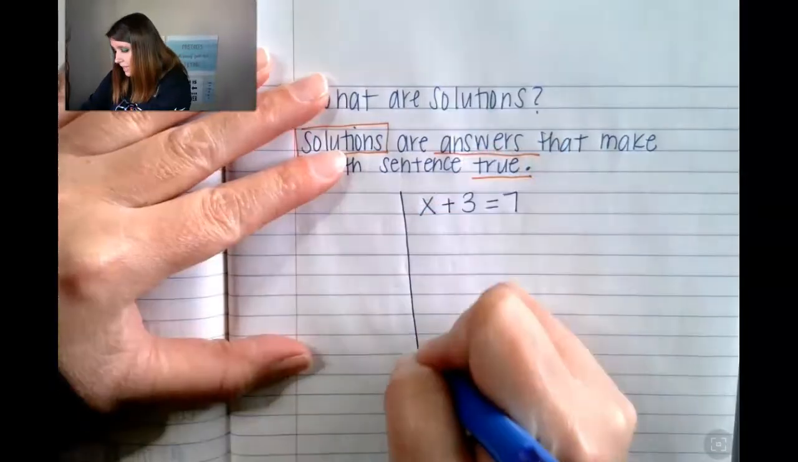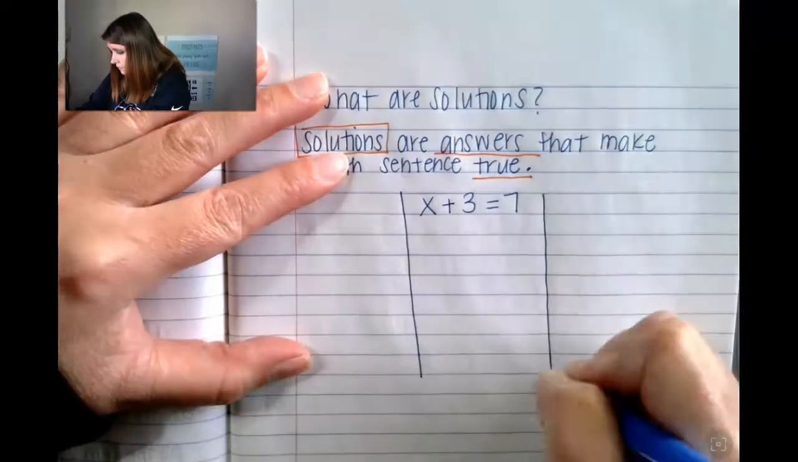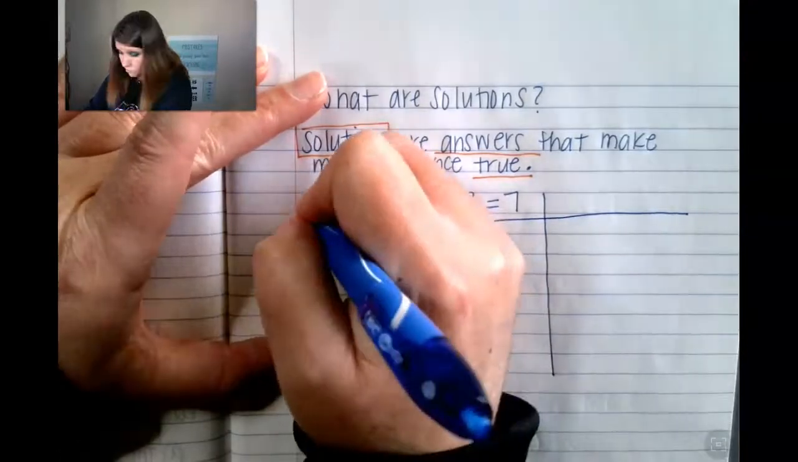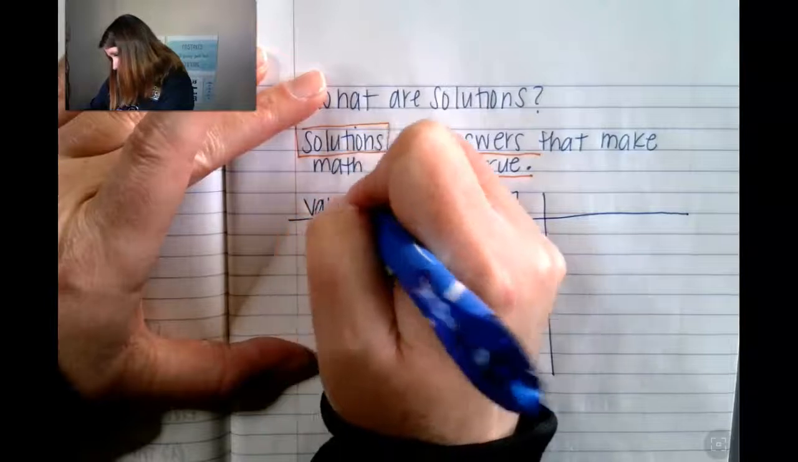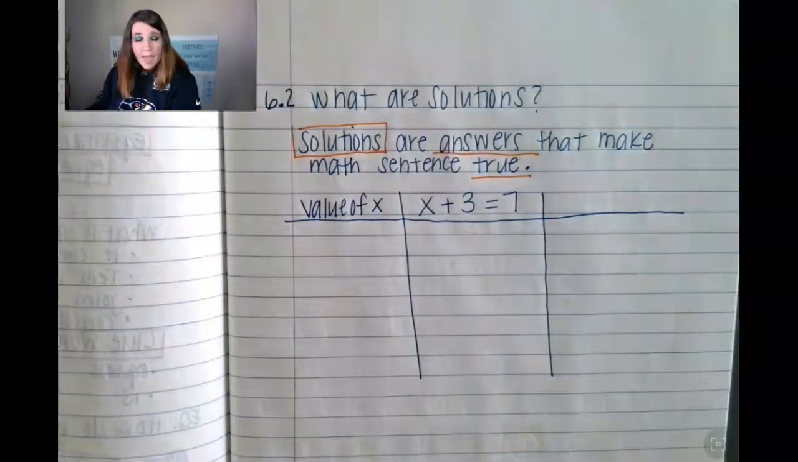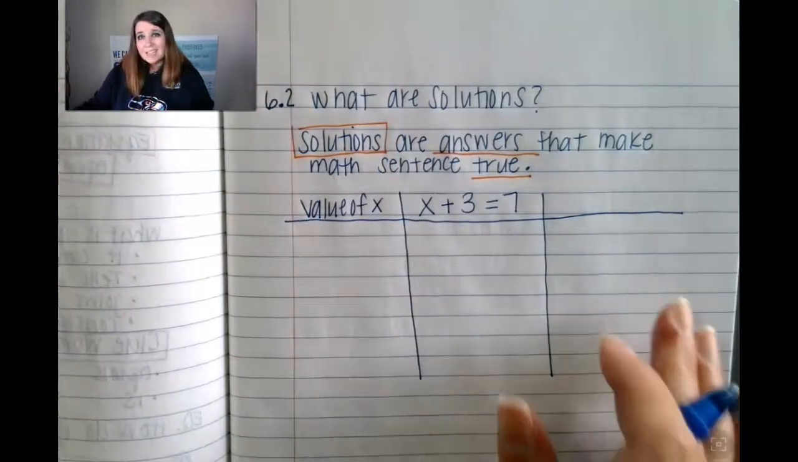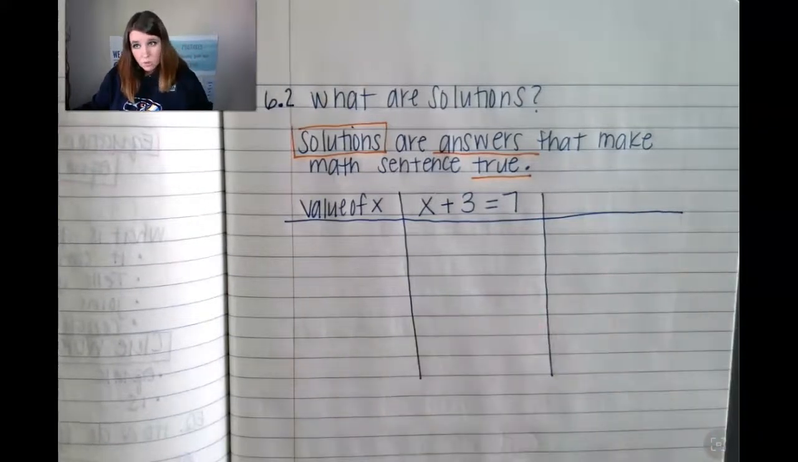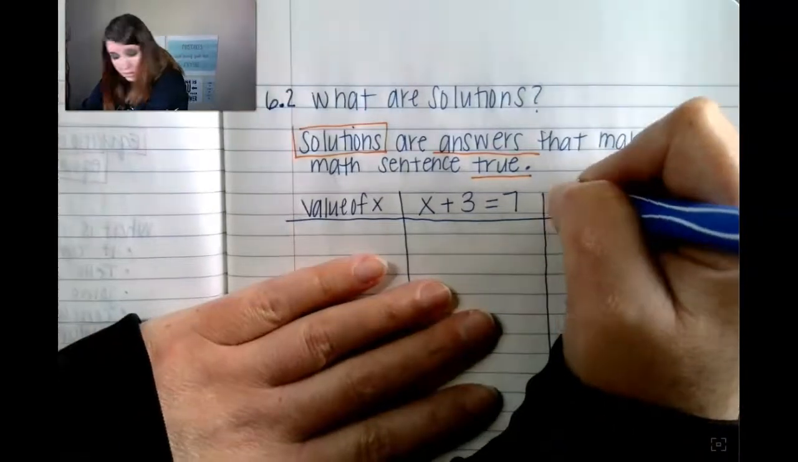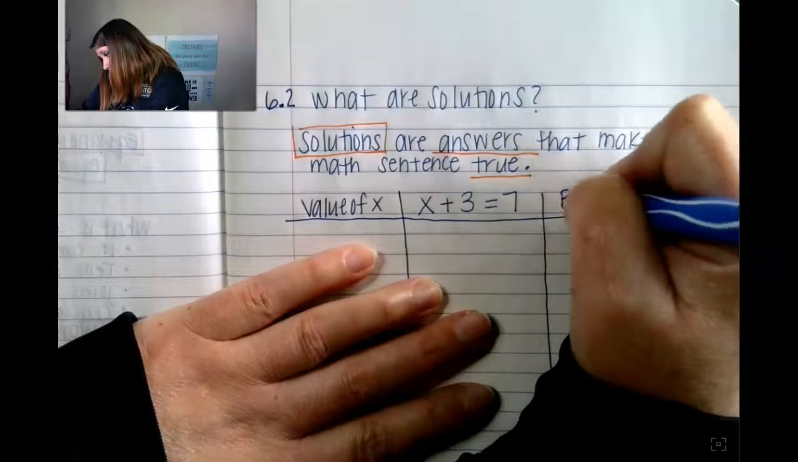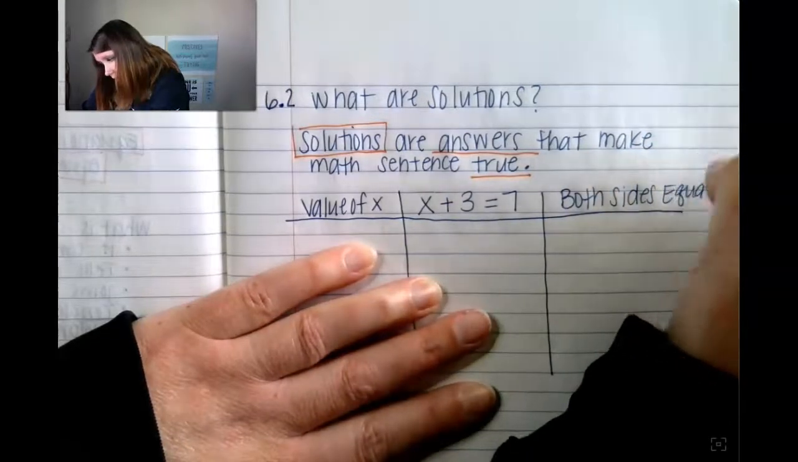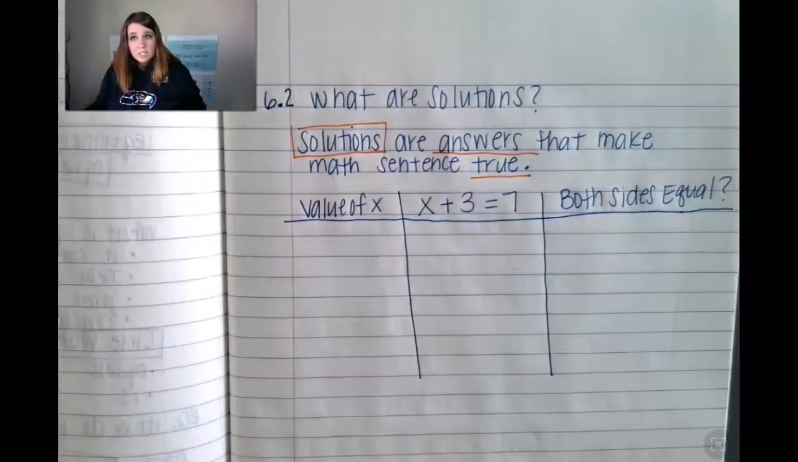They give us a value of x here, and our job is to decide, is it a solution? Is it a solution because both sides are equal? Does the equal sign actually mean equal? Okay, so we're going to be looking at this.